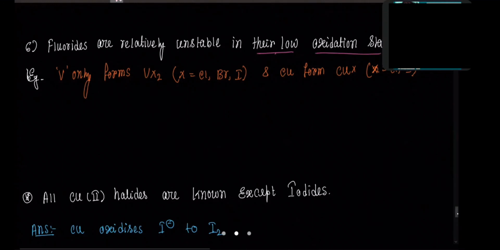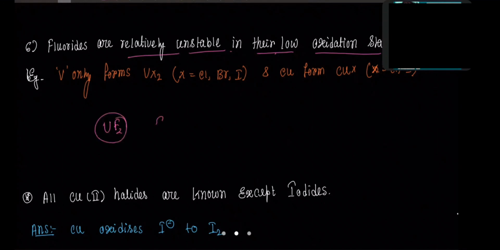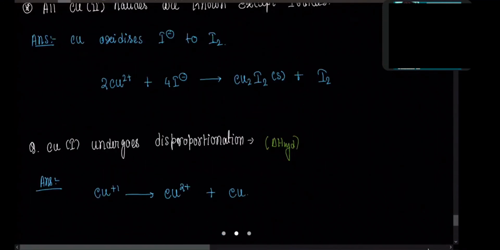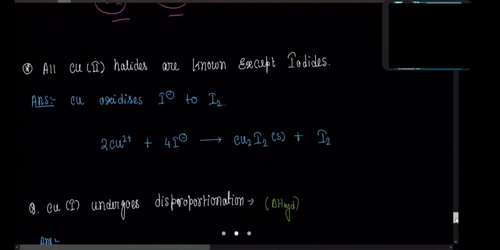Now, if you go to the fluorides, actually they are not that stable when you put them with a low oxidation state metal. Like VF2 and CuF, when you talk about them, they are found, but other than these two, you'd mostly see that they form the chlorides, bromides, and iodides generally. Okay, because fluorine is very electronegative, so it pushes the metals to the higher oxidation states anyway.